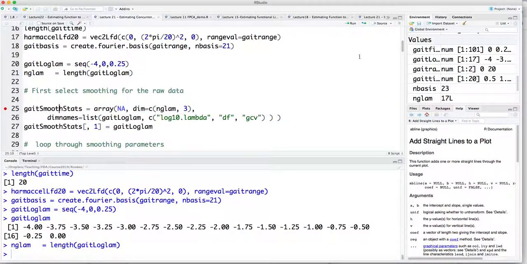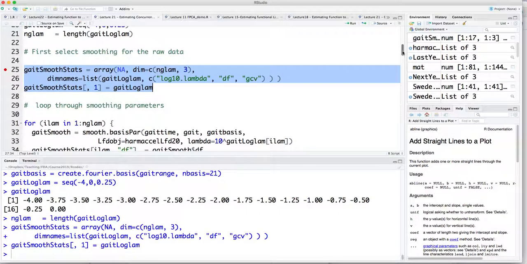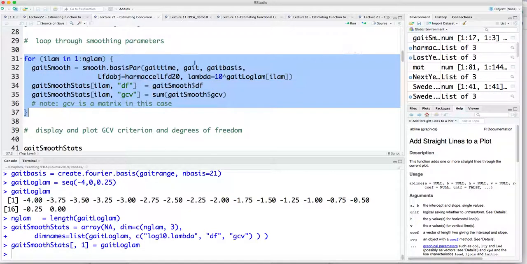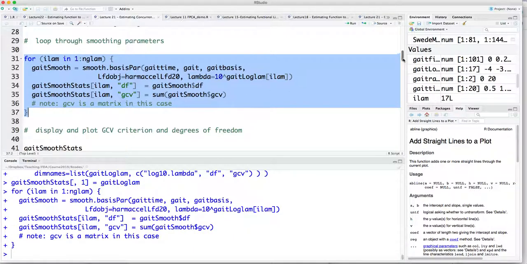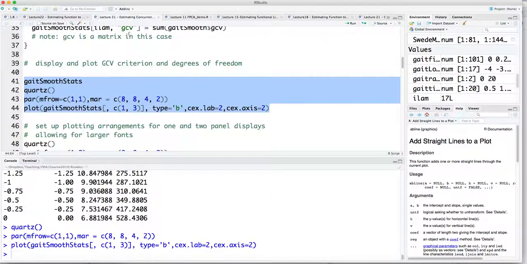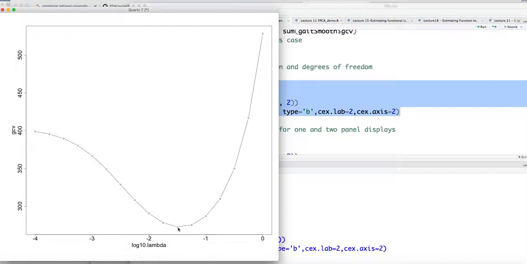First we select the smoothing parameter for the raw data. This is just to store the lambda, degrees of freedom and GCV for each given value of log lambda. And we loop through the grid points on the smoothing parameter. Then we can plot how the GCV changes with the log 10 lambda, and you can see from here, GCV is kind of minimized when log lambda equals minus 2.5, right?